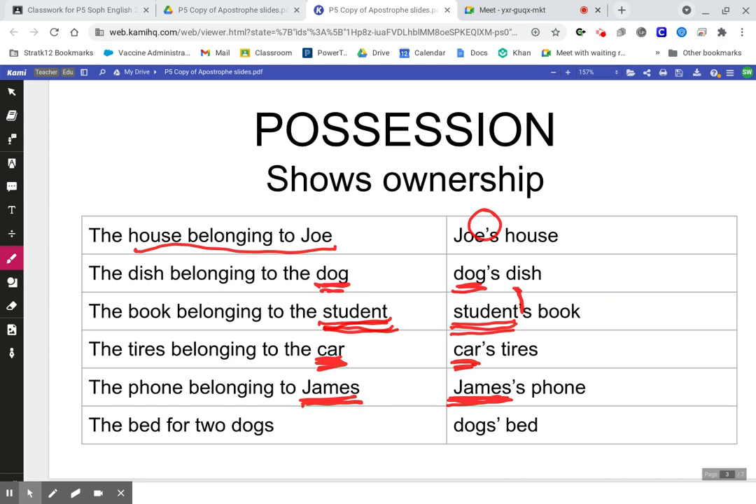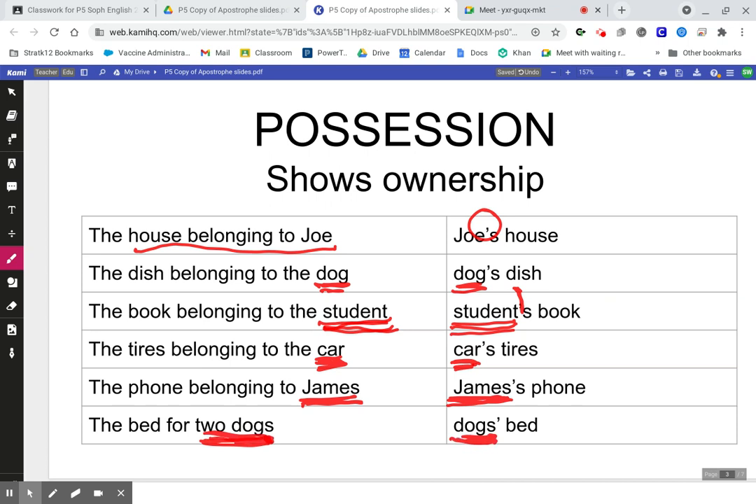Now notice what happens when you have more than one thing owning it. There's a bed, one bed, but there's two dogs who sleep on it. So this one bed belongs to two dogs. So dogs is the owner. And notice what happens with the apostrophe. The dogs' bed, the apostrophe goes after dogs.